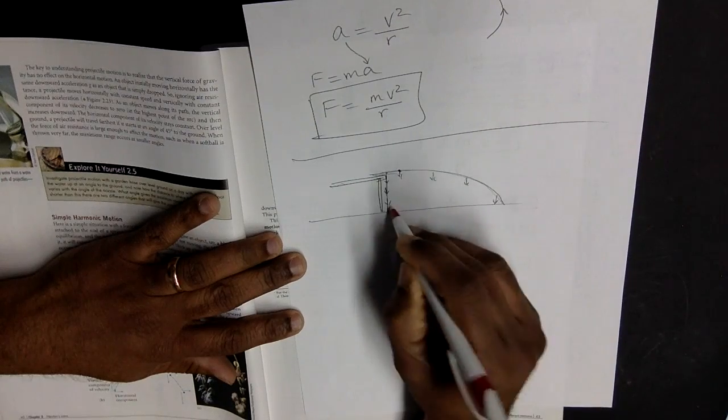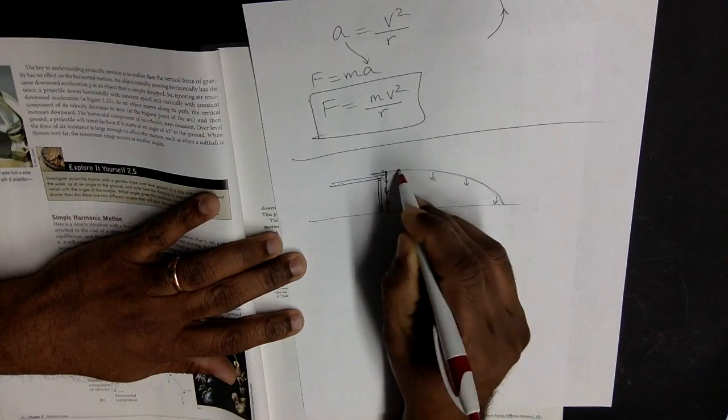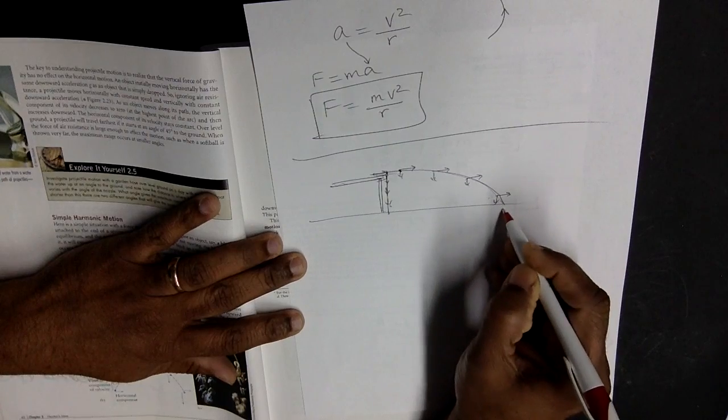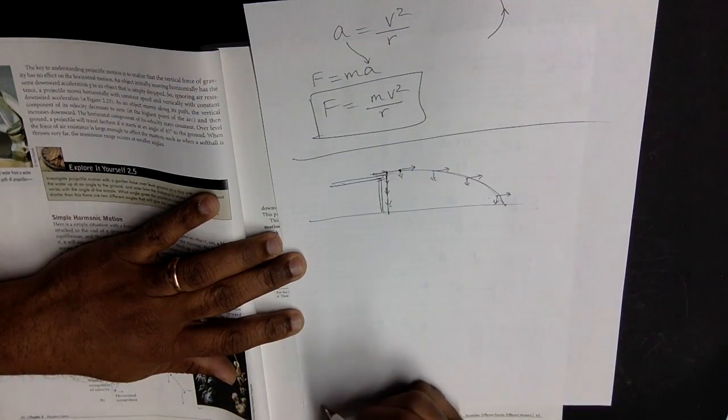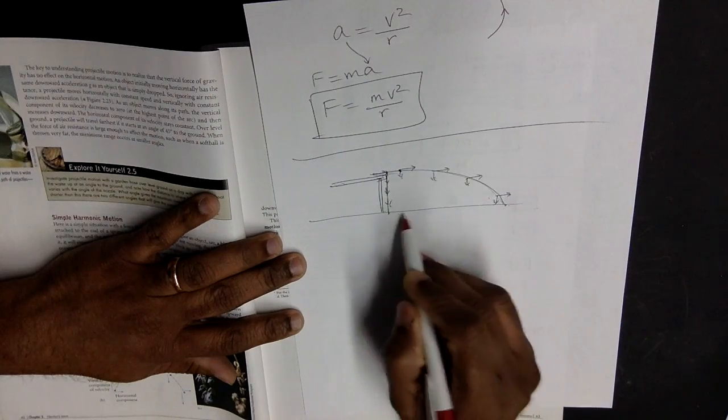The only difference between this and this is this one is coming straight down and somebody pushed it horizontally. So it is continuously moving horizontally while it's coming downward. And so we have this. The object is going to land at the same time.